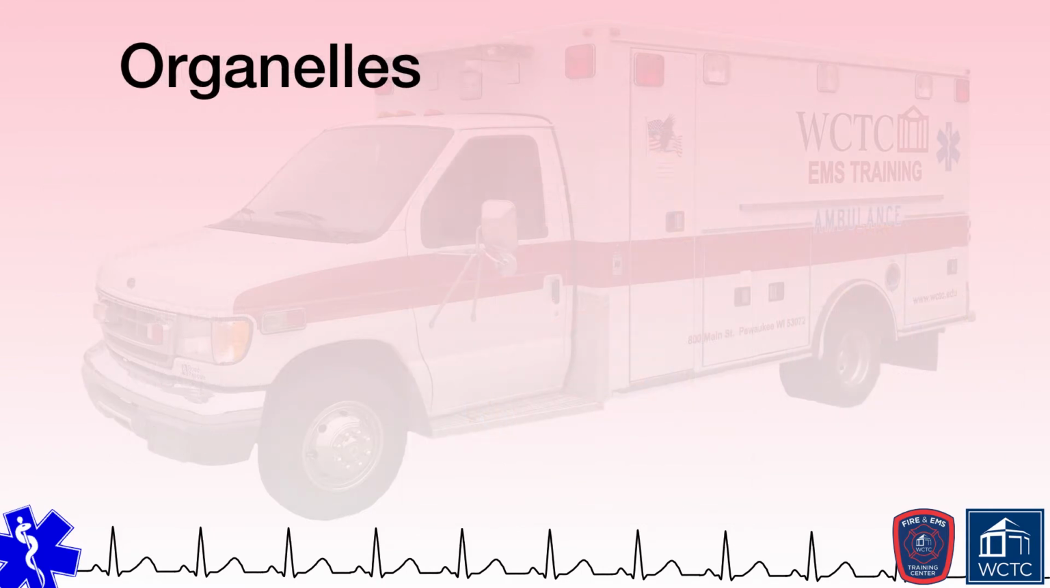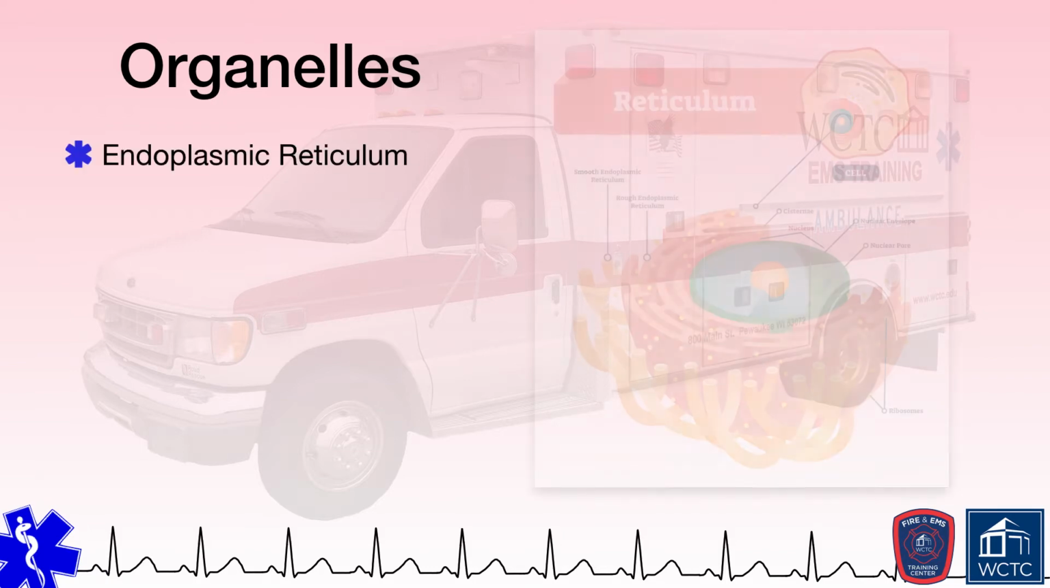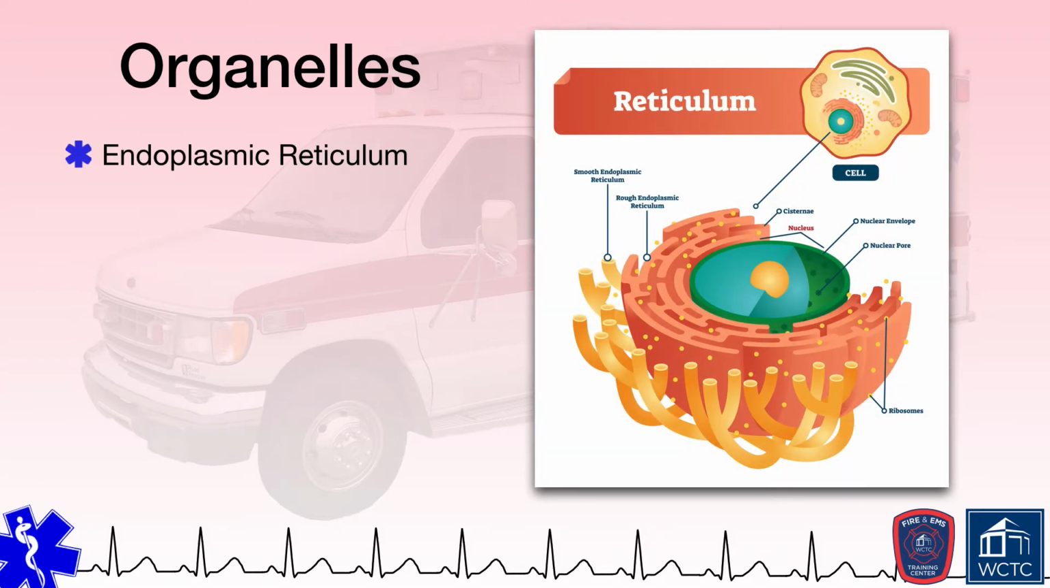Aside from the nucleus, there are other organelles within our cells. Because we just discussed the nucleus and the endoplasmic reticulum is attached to the nucleus, let's begin with that structure. The endoplasmic reticulum is a structure of tubules and flattened sacs that plays a key role in the production, processing, and transport of proteins and lipids.